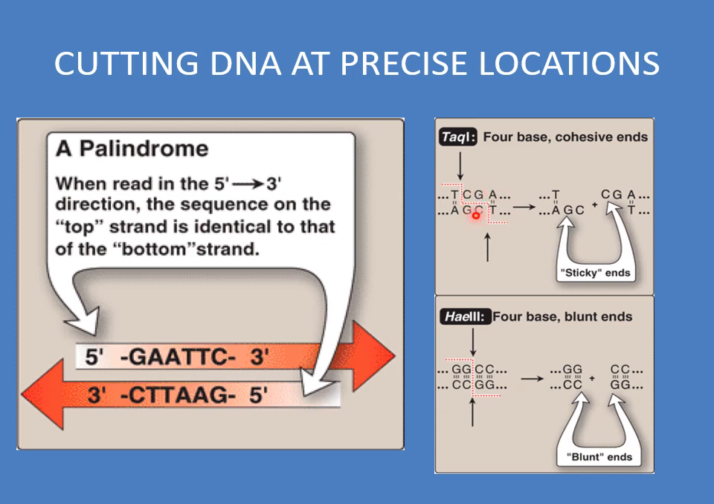Here the restriction endonuclease enzyme EcoRI makes staggered cuts to form the cohesive ends or sticky ends. And HaeIII, or Haemophilus aegyptius III, restriction endonuclease makes clean cuts to form the blunt ends.